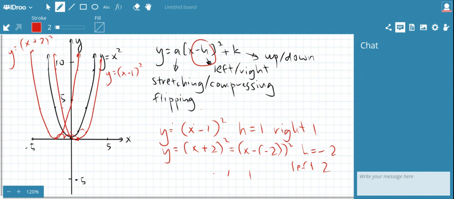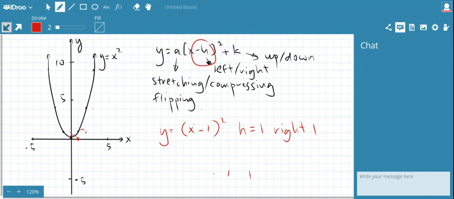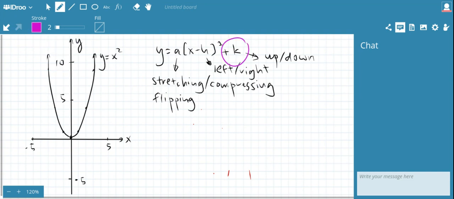Now I'm going to erase all that stuff and talk about k. Sorry, it's going to take a little while. I don't want to have too much stuff on my graph here. Okay, so let's talk about k. This is moving things up and down. Sorry, I'm going to erase this because it's really annoying me.